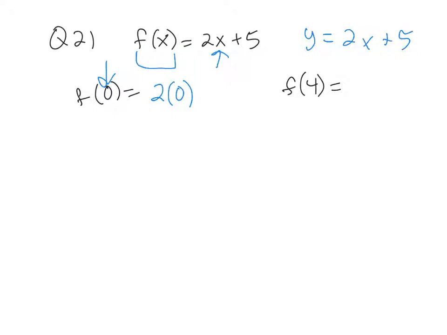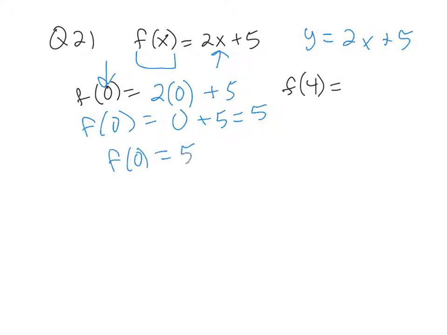So 2 times 0, switch out 0 for x, plus 5. If I actually go to solve this, 2 times 0 is 0, plus 5 equals 5. So f of 0 is equal to 5. You can write this as an ordered pair, which is (0, 5).